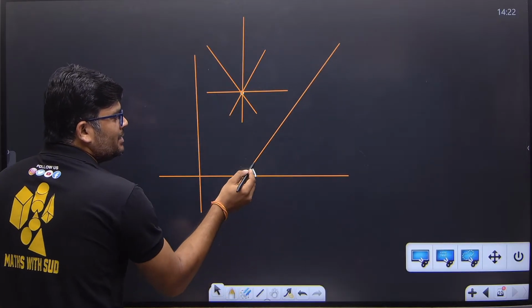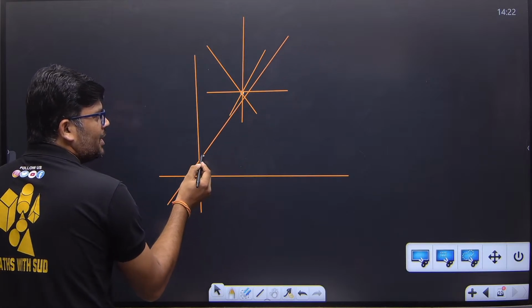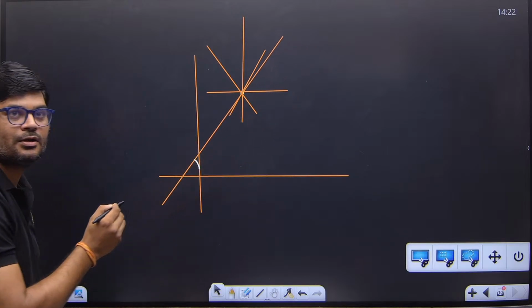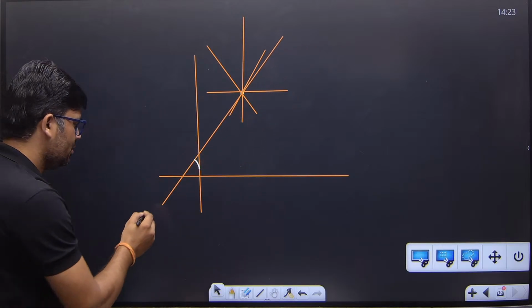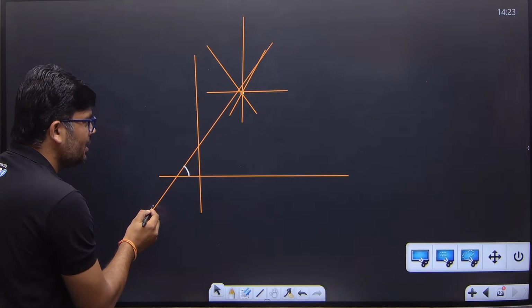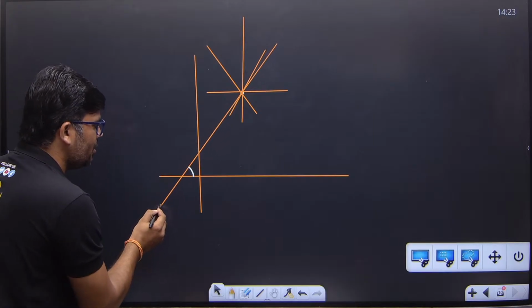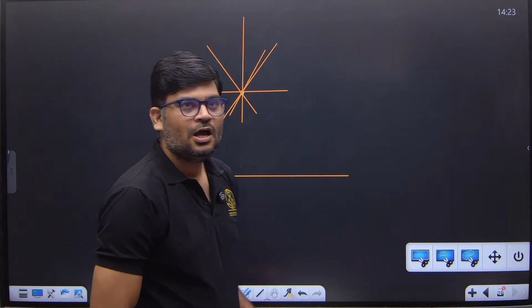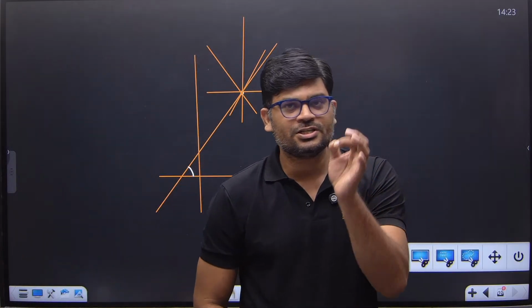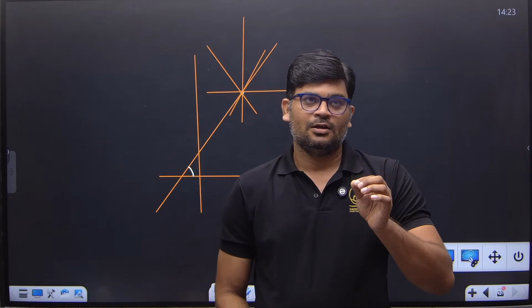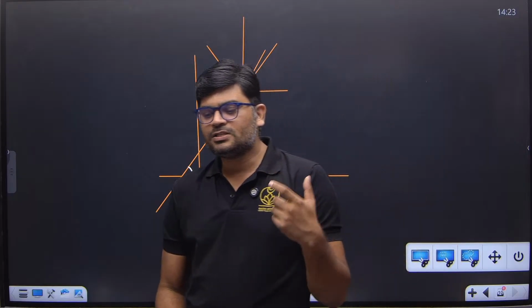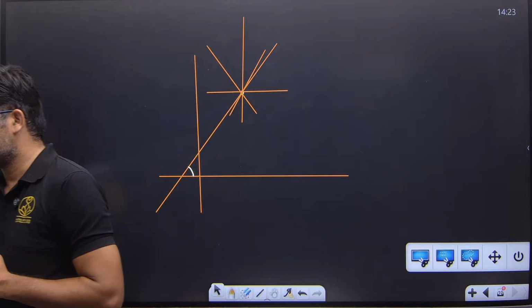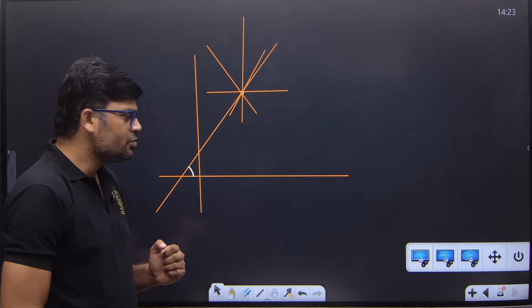Now how many lines can pass through the point having this direction? Only one single line. If the direction is fixed and the point is fixed, how many lines can be drawn? Just a single line. And what is the equation of that line? That is the question. So how to find the equation of that line?